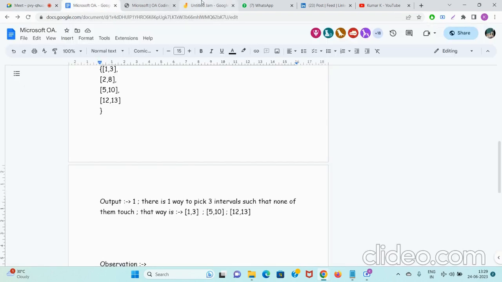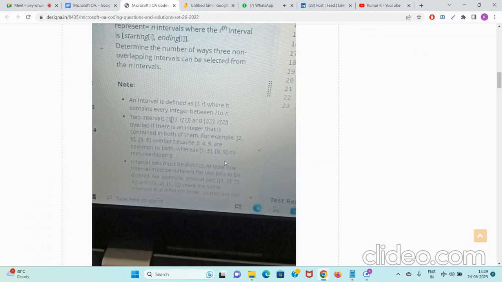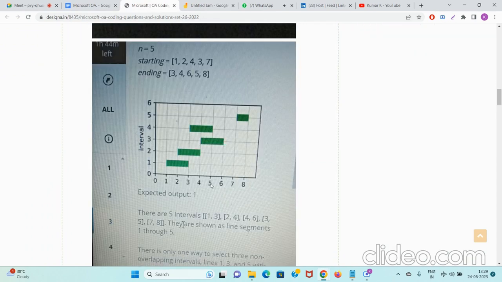Okay. So, guys, let's discuss the Microsoft test case. What was Microsoft saying? You have this interval 1, 3. Then you have the interval 2, 4, in green color. Then you have the interval 3, 5. Then you have the interval 4, 6. Then you have the interval 7 to 8, guys.